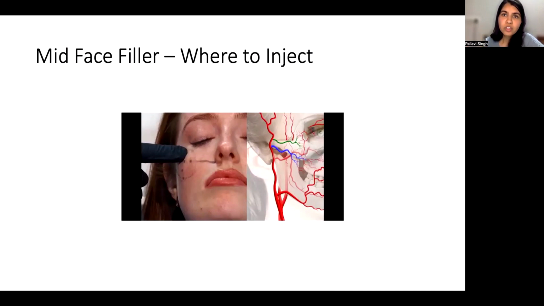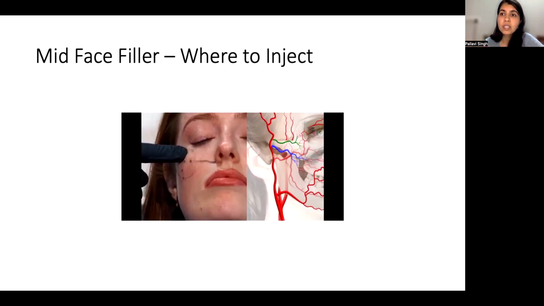So where you can inject over there, you have the transverse facial artery and the zygomaticofacial artery again in that area. But if you go right down to the bone, I think it's pretty safe because the arteries are more superficial.